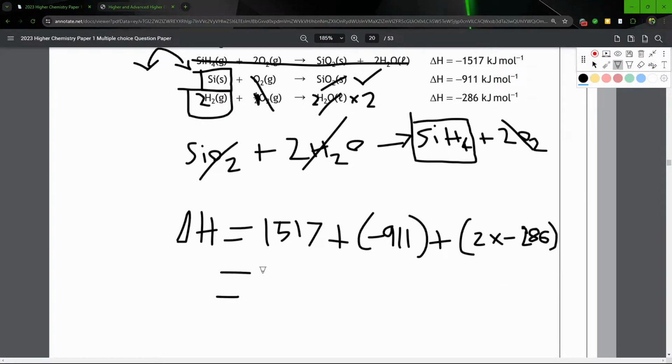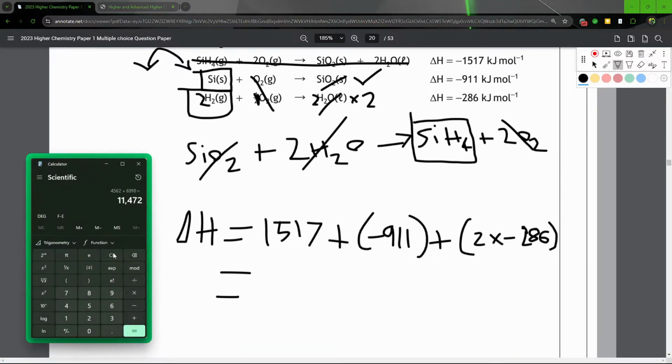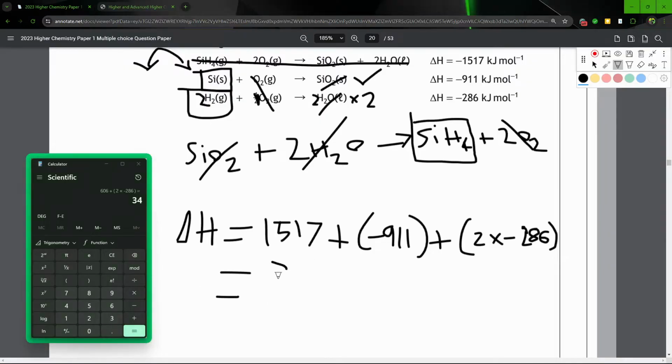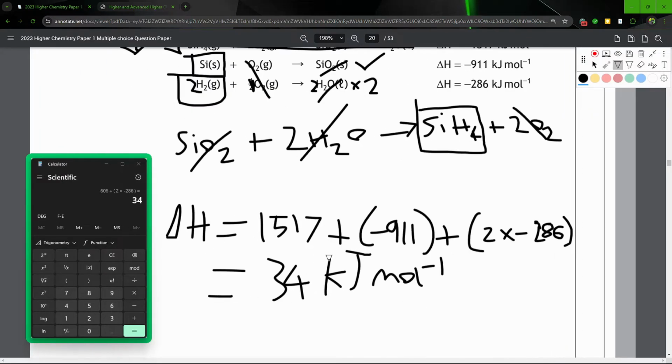Boom, and now we just need to go and compute this. And we'll get 34. And we're going to put kilojoules per mole. There we are. And yeah, I've heard rumors that they'll end your life if you don't make the J taller than the K. So I'll just quickly do that. But there we are.